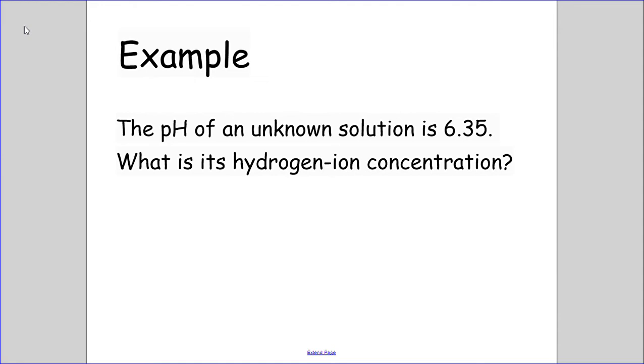So the next example: the pH of an unknown solution is 6.35. What's the hydrogen ion concentration for that? So again, pause the video, go back to the chart, take a look, see if you can figure it out, and come back when you're ready to go over the answer for it.